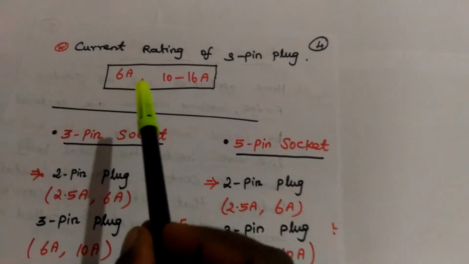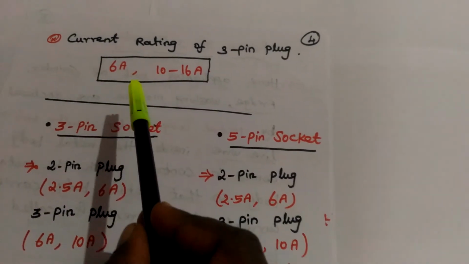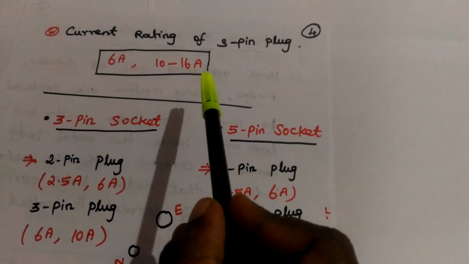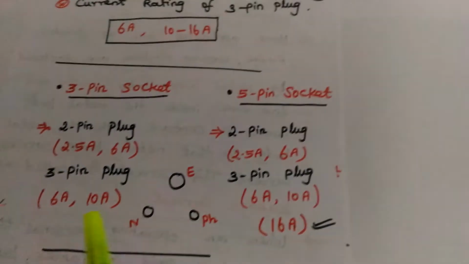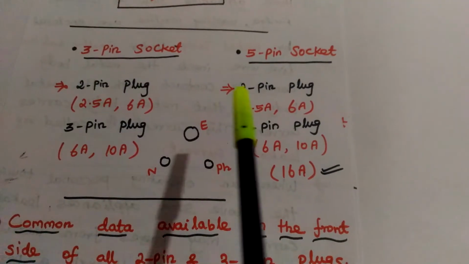So what is the current rating of the 3-pin plug? The current rating of the 3-pin plug is normally 6 amps, 10 amps, to 16 amps. Next we'll see what is the 3-pin socket and the 5-pin socket.